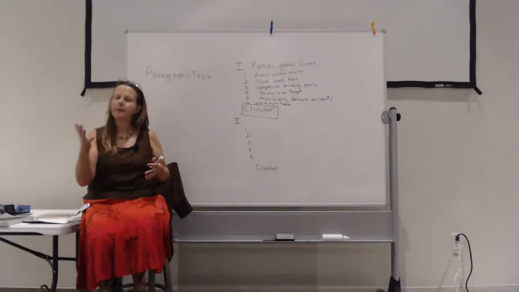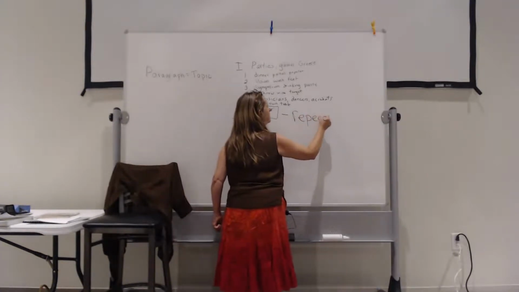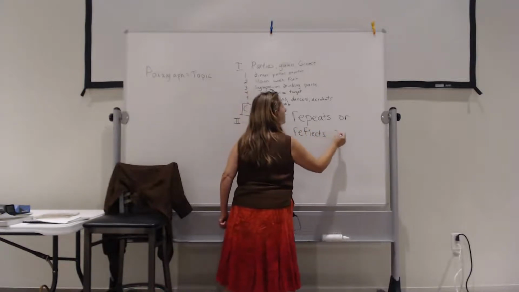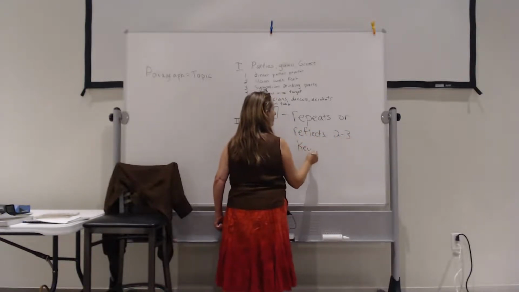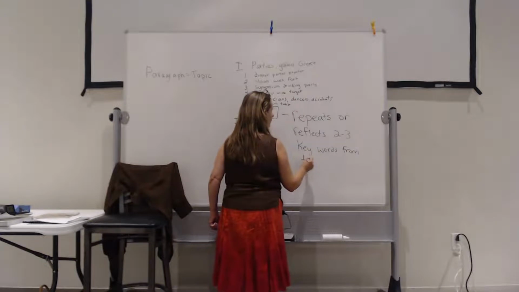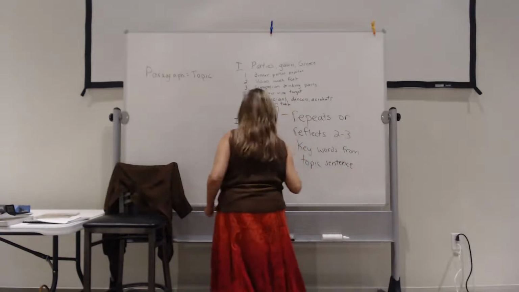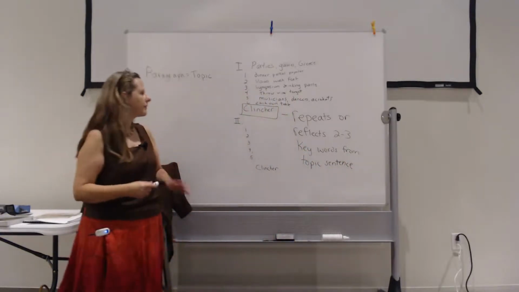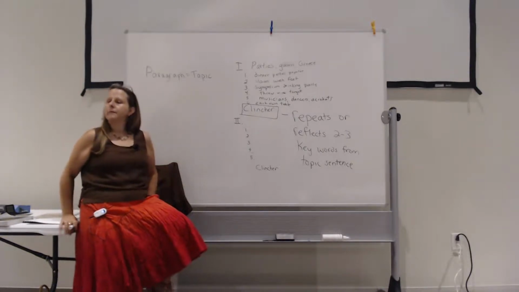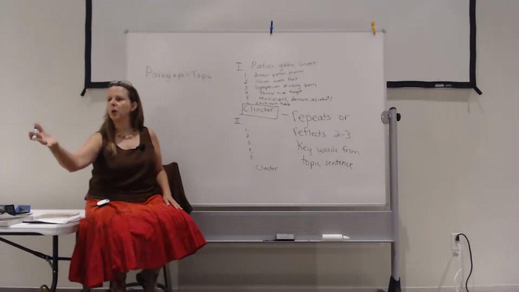So here's an example. Let me give you the definition of a clincher. A clincher repeats or reflects 2 to 3 keywords from the topic sentence. A clincher repeats or reflects 2 to 3 keywords from the topic sentence. So would you say as a clincher... Yeah, exactly. You got it. Let me give you some more examples.